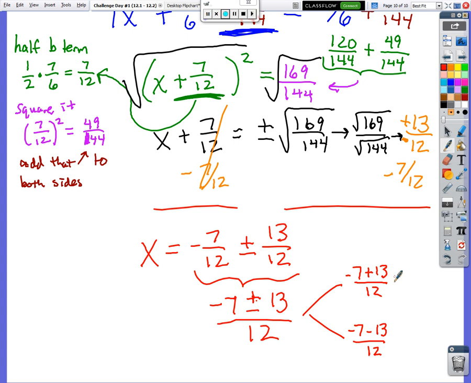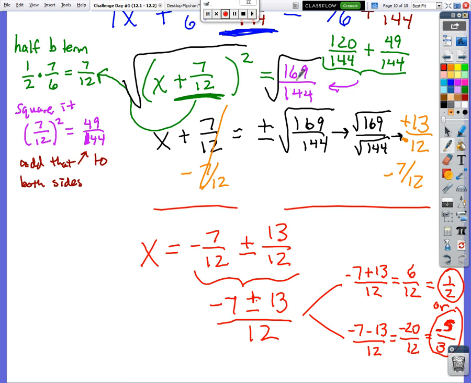So let's see, negative 7 plus 13 is 6 twelfths, and 6 twelfths is 1/2, fully simplified. Or we're going to get negative 7 minus 13 is negative 12 twelfths, and that simplifies. What can go into both of those? 4 is the greatest common factor, so negative 5 thirds. And there's our two answers, positive 1/2 or negative 5 thirds.